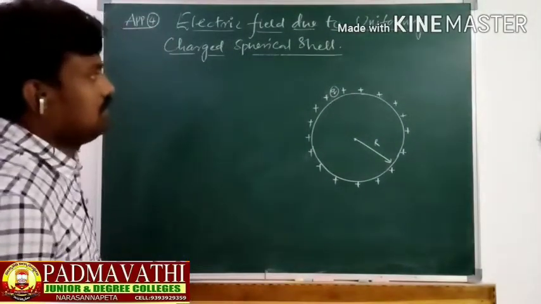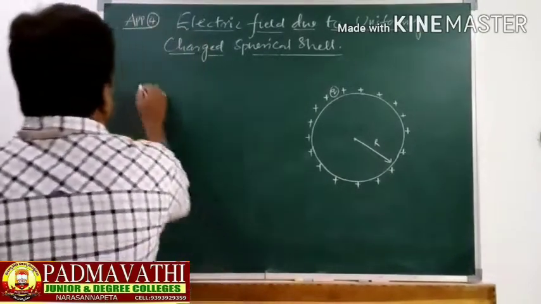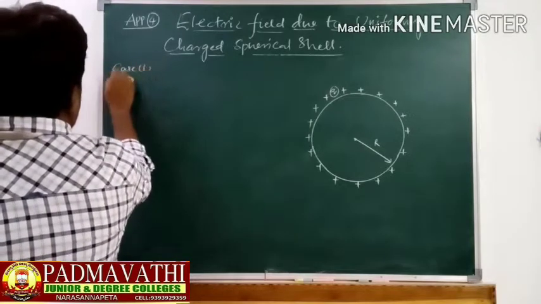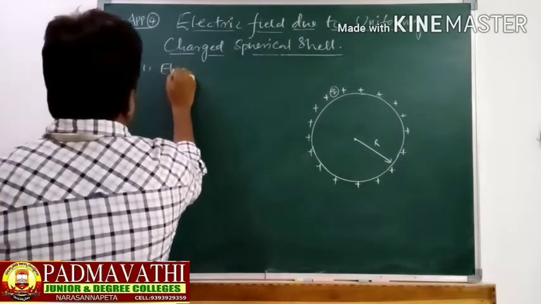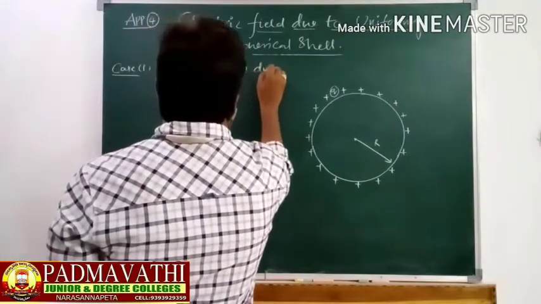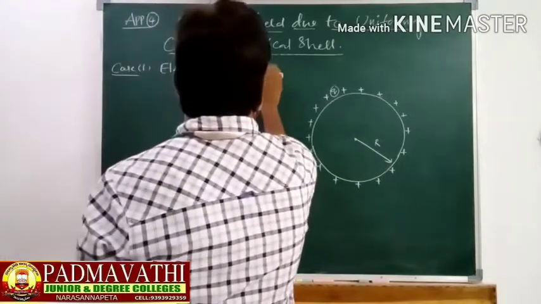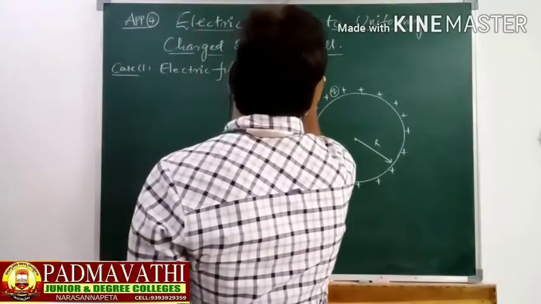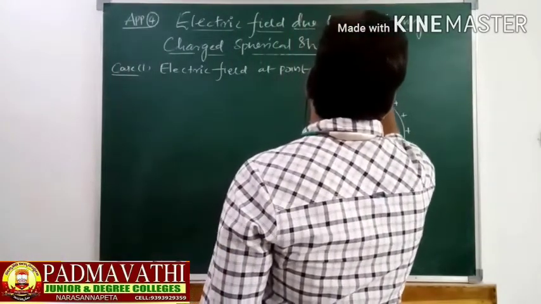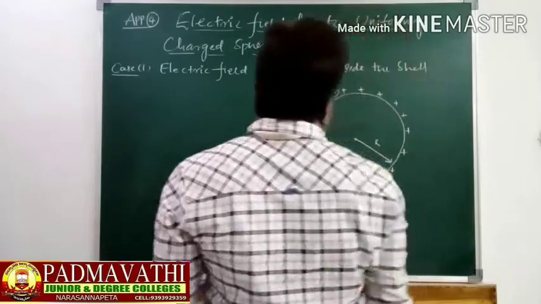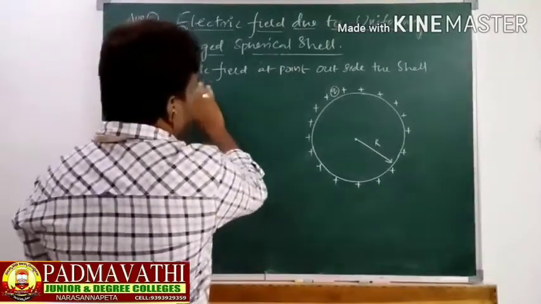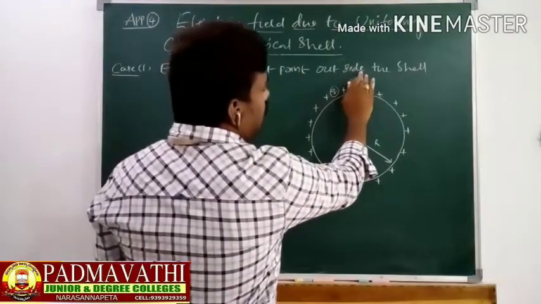Okay, so now let us go with the first case, case 1, that is electric field at a point outside the shell. So the point P should be outside the shell. Electric field at a point outside the shell.